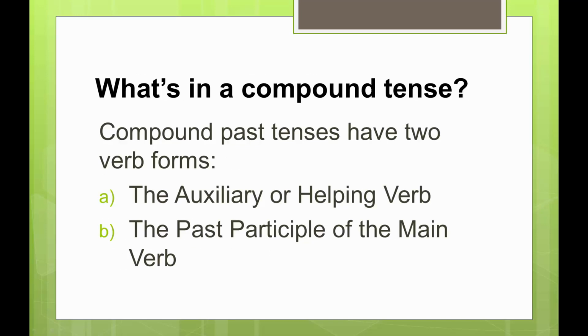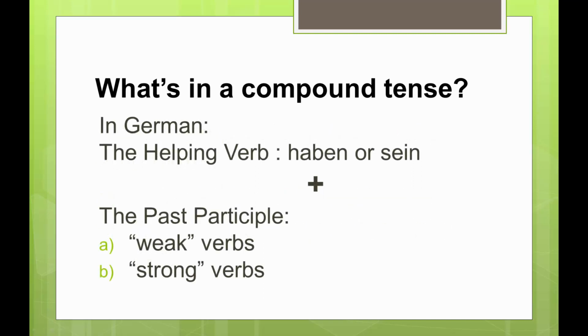Now let's have a look at compound tenses. As I said already, compound past tenses have two verb forms. There's the auxiliary or helping verb. Auxiliary really means nothing but help. And you can use both of them, but I think you should know the term auxiliary because it will pop up in textbooks. And then there's the past participle of the main verb. By putting these two elements together, you get the present perfect.